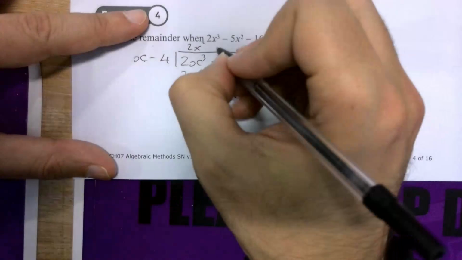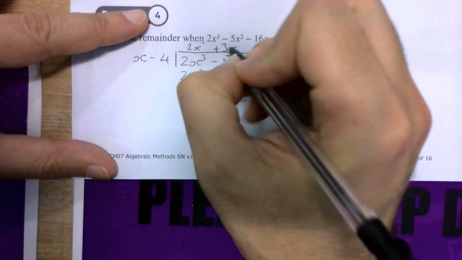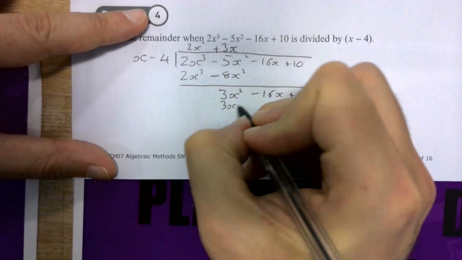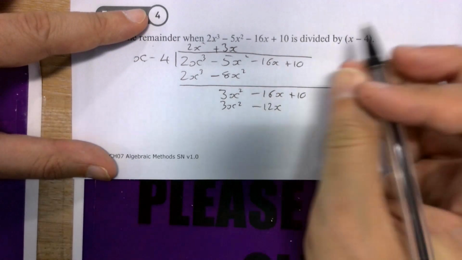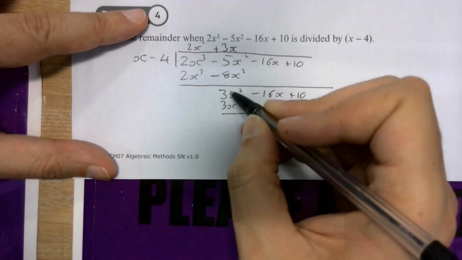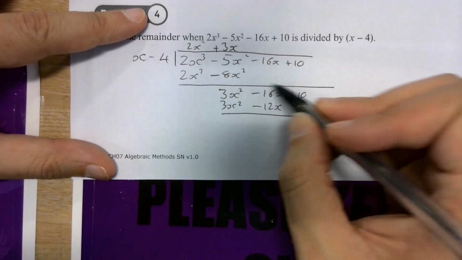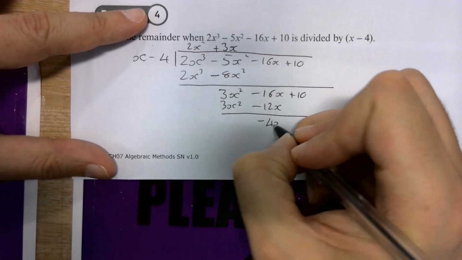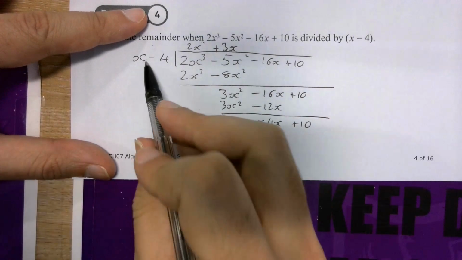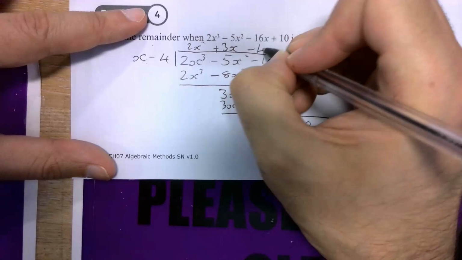X into 3x squared will give me 3x. 3x times x gives me 3x squared. 3x times minus 4 gives me minus 12x. Take them away. 3x squareds disappear. Minus 16x minus 12x will give me minus 4x. Plus 10. X into minus 4x will give me minus 4.